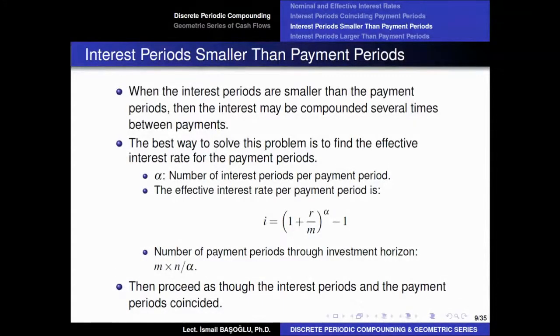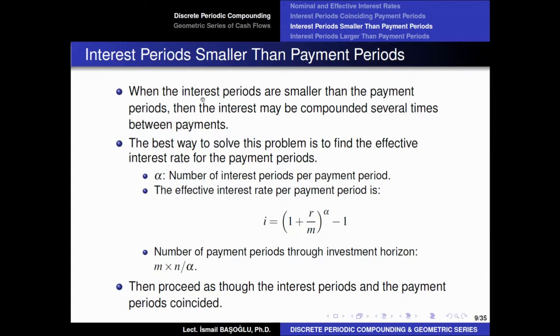All right. In this problem, we will have the interest periods smaller than the payment periods. Now imagine the situation. You have a savings account and the interest in the savings account compounds on a monthly basis. However, the payments that you can do, for example, deposits or withdrawals in this account, are quarterly. So the payments are on a quarterly basis and the interest periods are smaller than the payment periods, which means between consecutive cash flows, there will be compounding more than once.